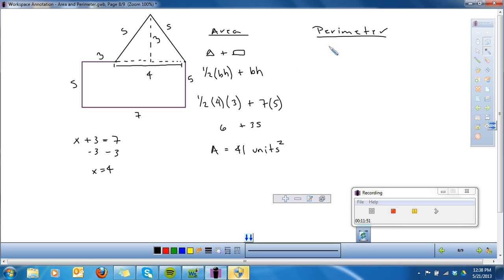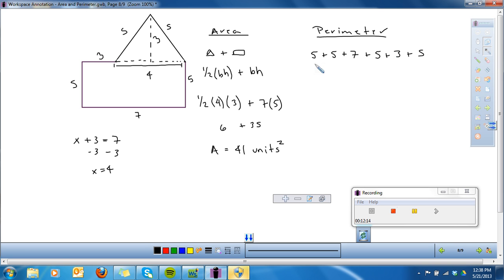All right, let's calculate the perimeter. We know the perimeter is going to be the length all the way around the outside of this shape. Remember, you should start at one side and then work your way clockwise so that you make sure you didn't forget anything. So I'm going to start right here on the 5. The perimeter is going to be 5 plus 5 plus 7 plus 5 plus 3 plus 5.